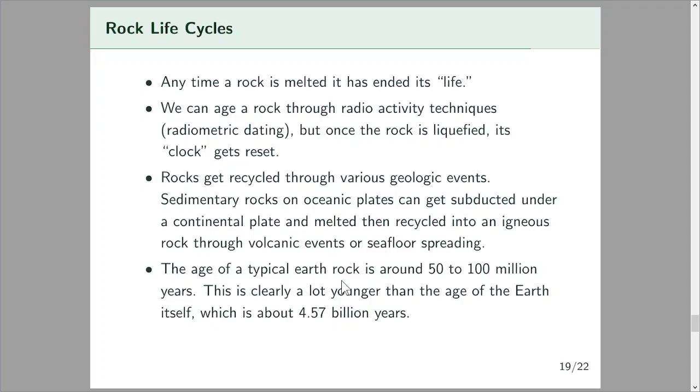The typical age for an Earth rock is 50 to 100 million years. There are rocks that are 3 billion years old. There are rocks that are a few thousand years old, or less even, on Earth. But an average age for a rock is around 50 to 100 million years. And what this means is that the Earth's active geology is recycling rocks on roughly this time scale. This is clearly a lot younger than the age of the Earth. There's a lot of active geology going on the planet. The Earth's age is about 4.57 billion years.